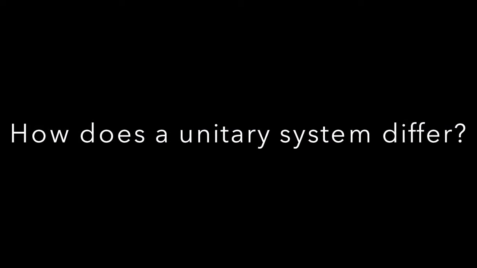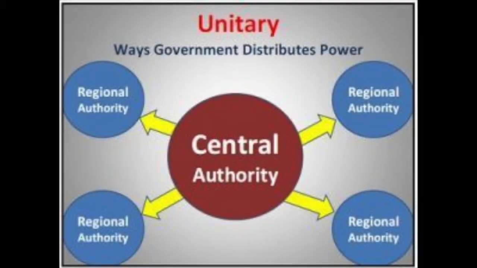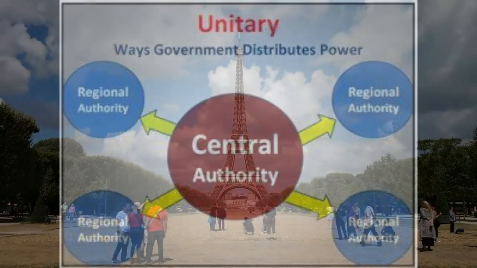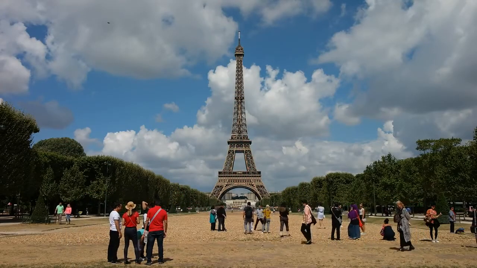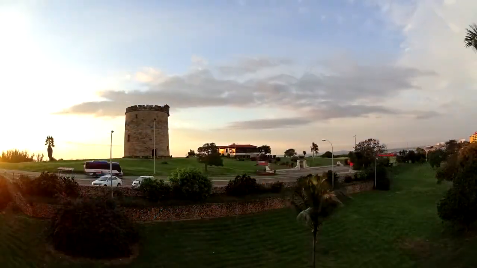So how does a unitary system of government differ from a federal system of government? A unitary system of government gives all of the power to the central government, and the central government decides which powers, if any, it will give to regional governments. Two examples of countries that use a unitary system of government include France and Cuba.